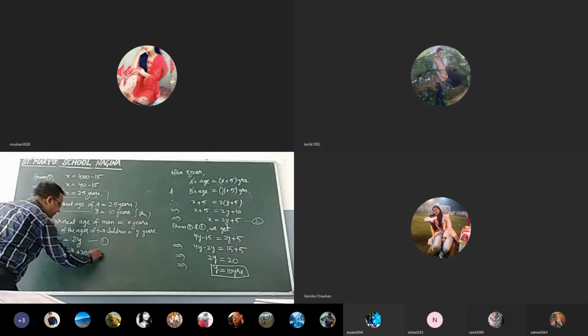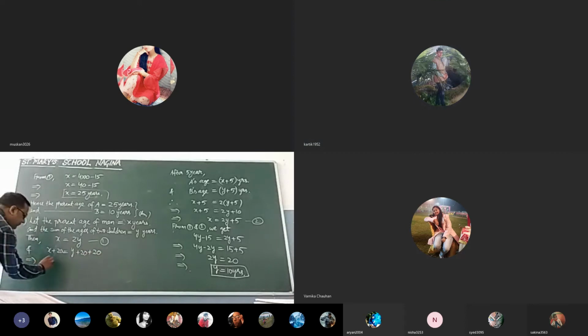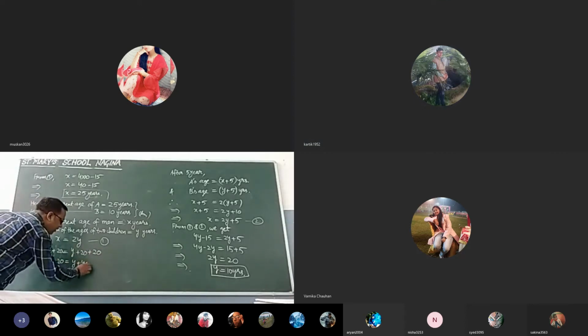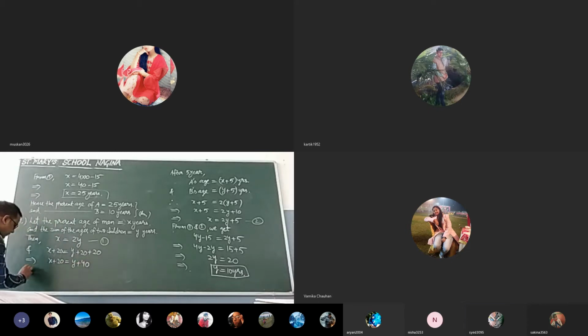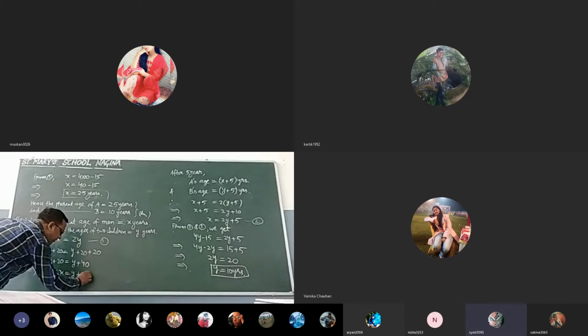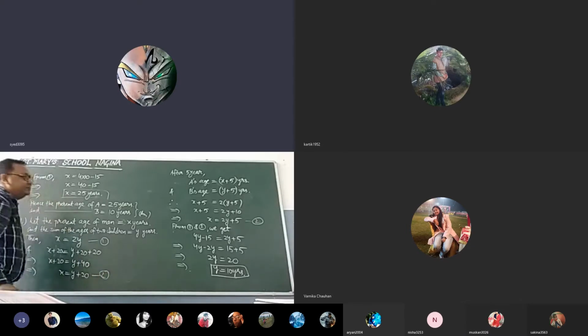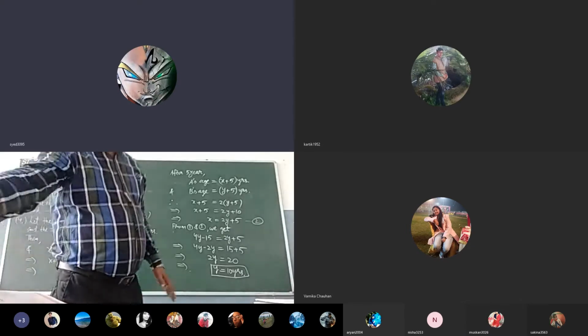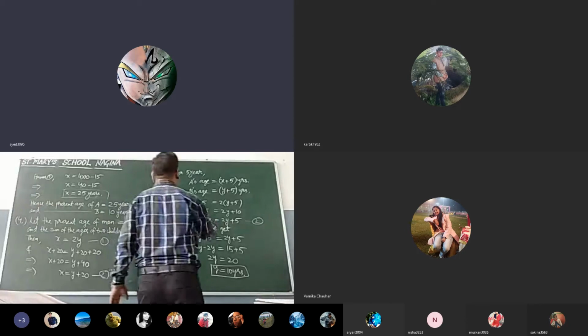So it will become x plus 20 equals y plus 40. So it will become x equals y plus 20. It is the second equation.